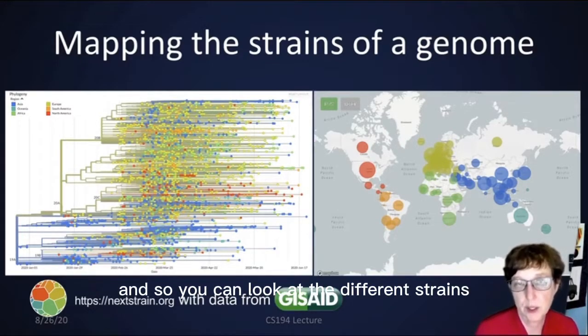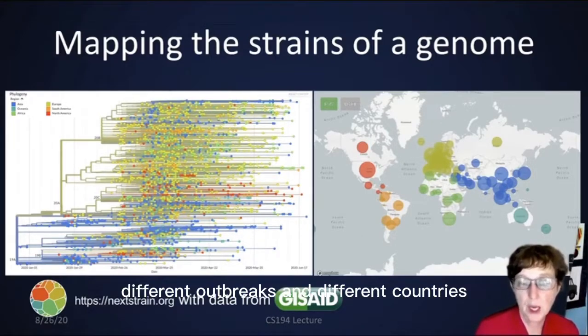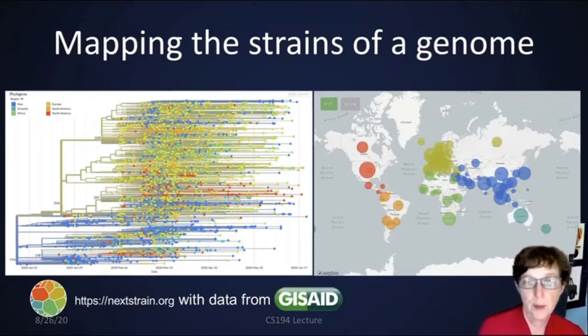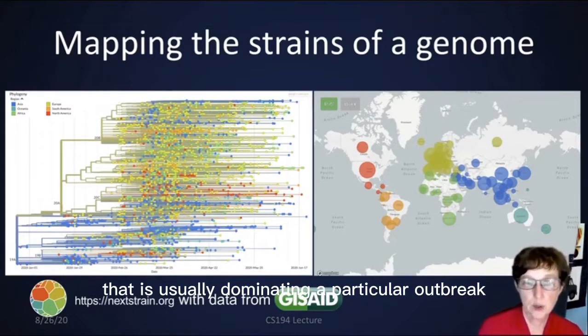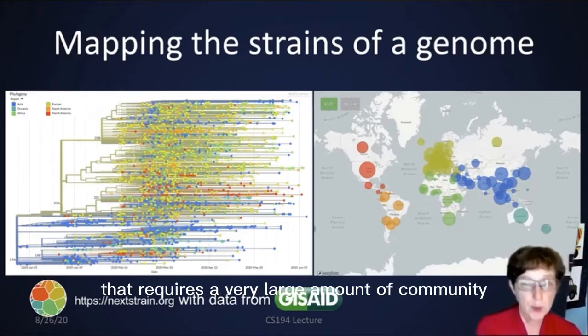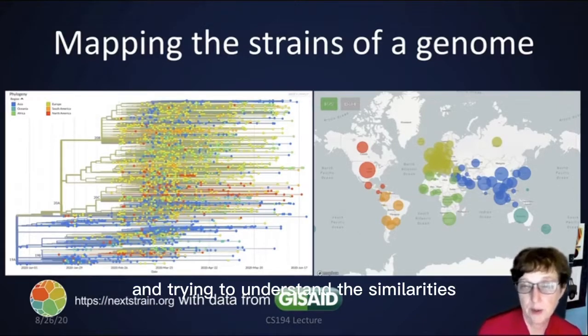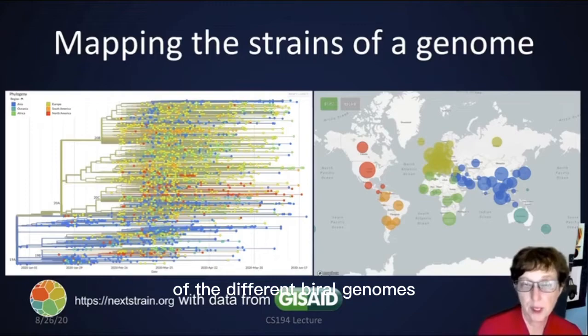And so you can look at the different strains and you can see how the different outbreaks in different countries are related to one another, that you've got a certain strain that is usually dominating a particular outbreak in a particular country. That requires a very large amount of computing to map each one of those onto each other and trying to understand the similarities of the different viral genomes.